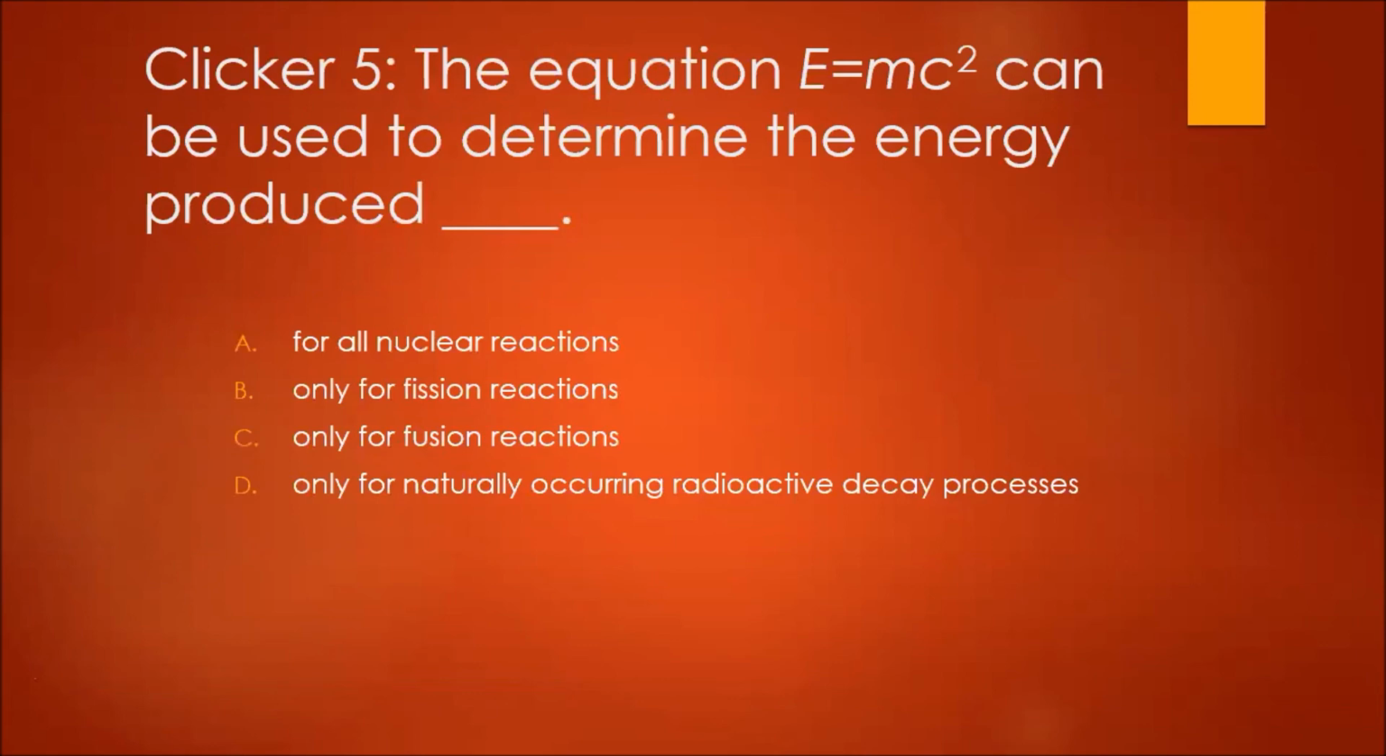Okay, so last clicker question. The equation E equals mc squared can be used to determine the energy produced for what? Is it for all nuclear reactions? For only fission reactions? Fusion reactions? Only for naturally occurring radioactive decay processes? Sure. I think this is maybe the last slide, where we're going to finish up.